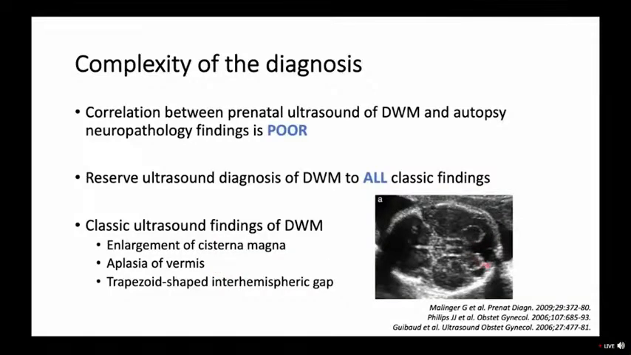This doesn't look normal. Where's the vermis? It should be a heterogeneous little echogenic structure. There is no vermis. Okay, aplasia of the vermis. If I measure the cisterna magna, it's huge. Okay, enlargement of the cisterna magna. And there is a trapezoid or triangular cystic mass in the posterior fossa. This looks to be a classic Dandy Walker malformation.